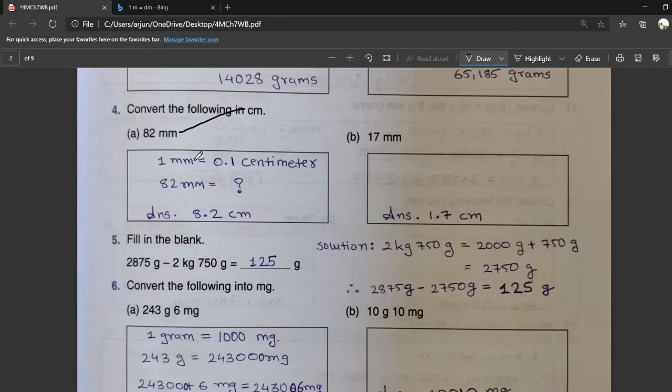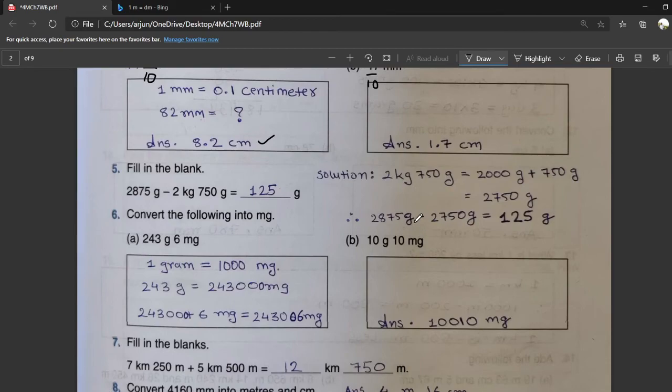So dividing 82 by 10, which is equal to 8.2. You can multiply it by 0.1, it is 1 by 10 only. So simplifying it, 82 by 10 is equal to 8.2. Here also 17 by 10 is equal to 1.7. Right. Now the next is fill in the blank.